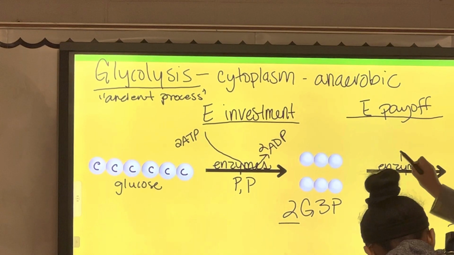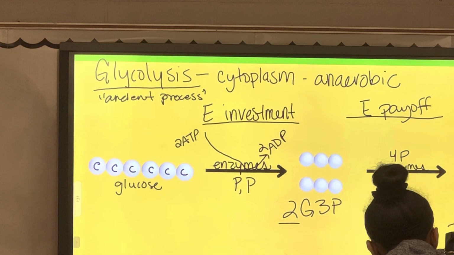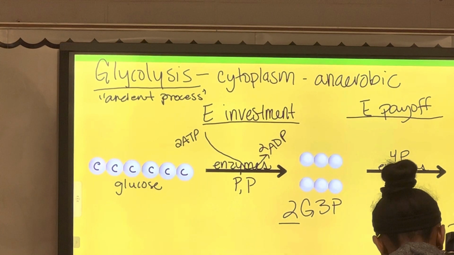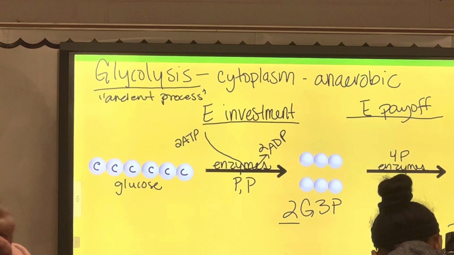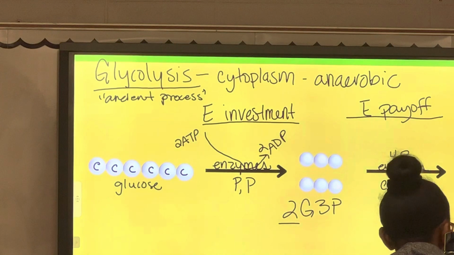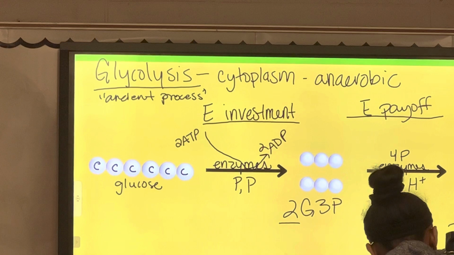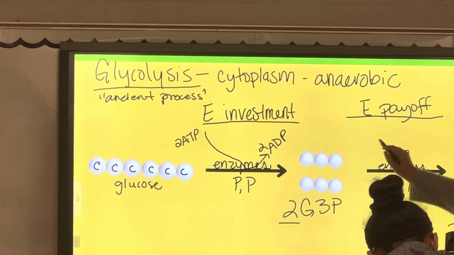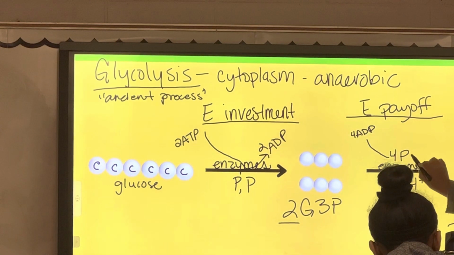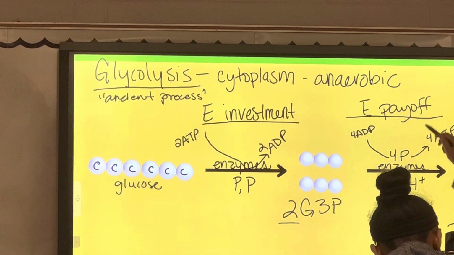The first of those is phosphates, plural. We're going to lose 4 of them. Remember the multi-step process? So we're going to lose 4 phosphates in the enzymes. We're also going to lose electrons and hydrogen ions. What's going to always pick up those empty phosphates? ADP. Okay, so we're going to have 4 ADP. They're going to come in, pick up those 4 phosphates, and we're going to make 4 ATP. Right? Energy payoff. We're getting energy out of it.